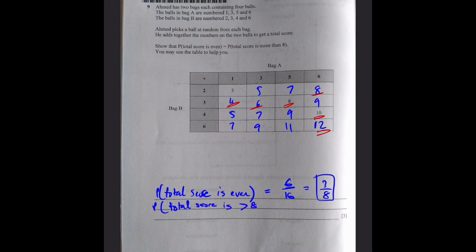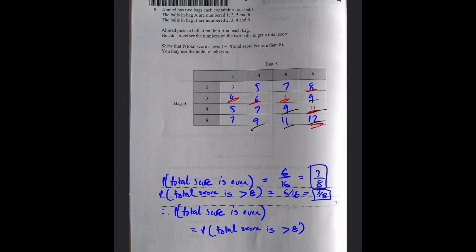Next, I'll mark the probability that the total score is greater than 8 or more than 8. I'll mark these in black, the numbers which are more than 8. So that'll be 1, 2, 3, 4, 5, 6, right? And that's 6 by 16, which is equal to 3 by 8 once again. Now, since 3 by 8 is equal to 3 by 8, we can write therefore probability that total score is even is equal to probability that total score is greater than 8. And that's our answer. And if you want, you can just write proven because in the question it asks to show. And that's our answer.